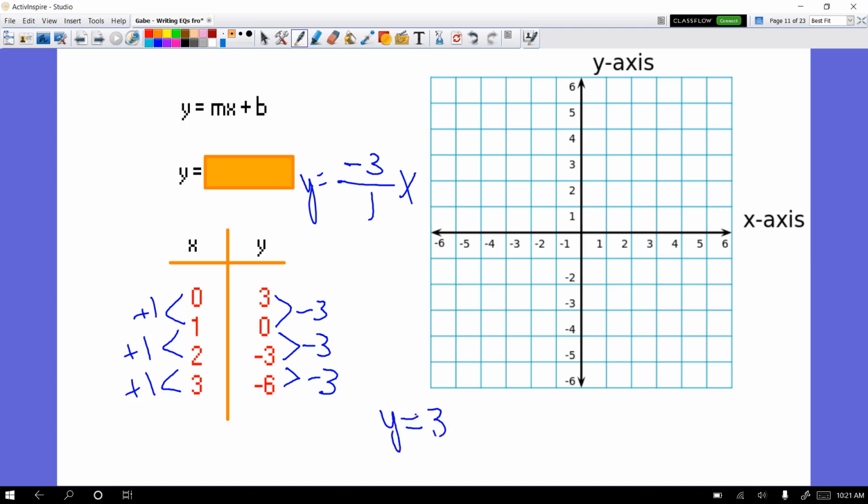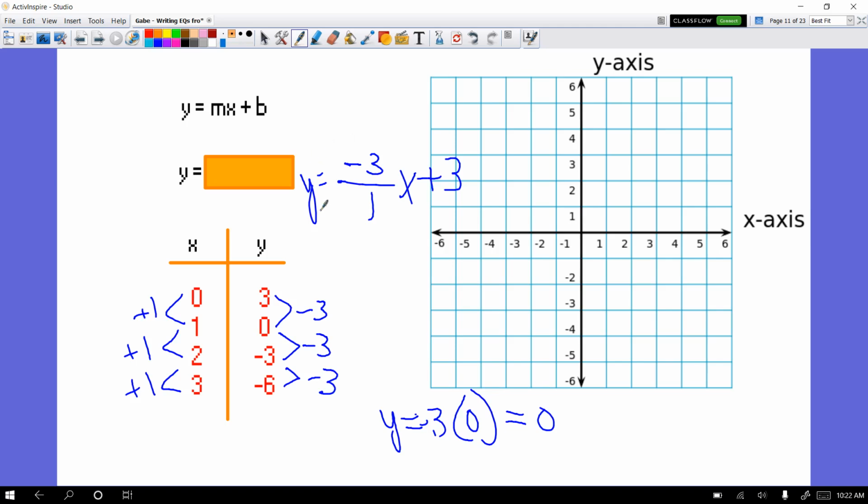Y equals negative 3 times 0. Negative 3 times 0 equals 0. So when we substituted 0 in, the answer we got was 0. Step 5 says, what do we add or subtract to get there? To get to 3, well, we just add 3. 3 plus 0 is 3. So far, this is our equation.